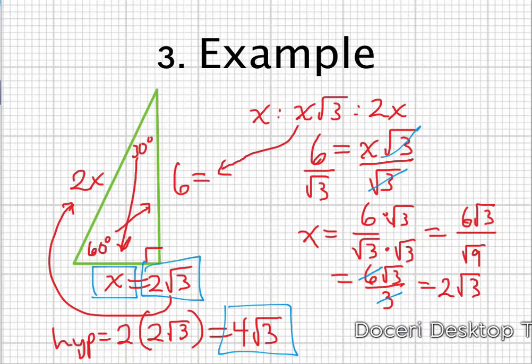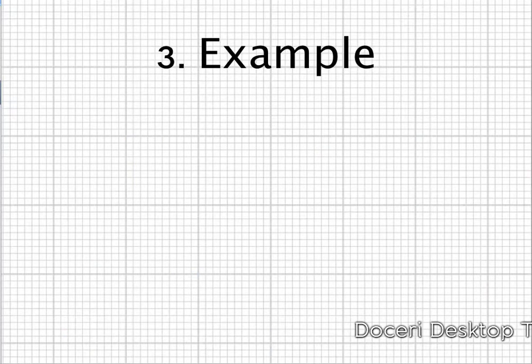That's 30, 60, 90 triangle. Now, let's talk about 45, 45, 90. Okay, so here's our 45, 45, 90 triangle. And I'm only going to do one example for the sake of time and because these are a little bit simpler. There's really only one thing you have to worry about for them. And that's when you involve square roots in the answers or in the problem itself.